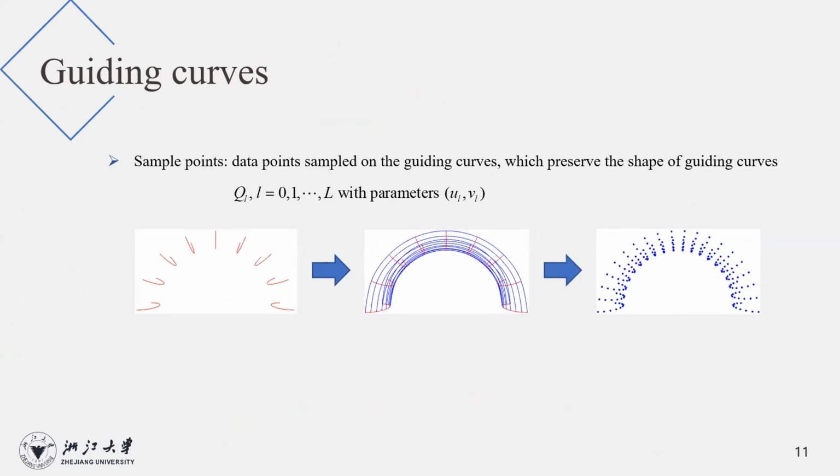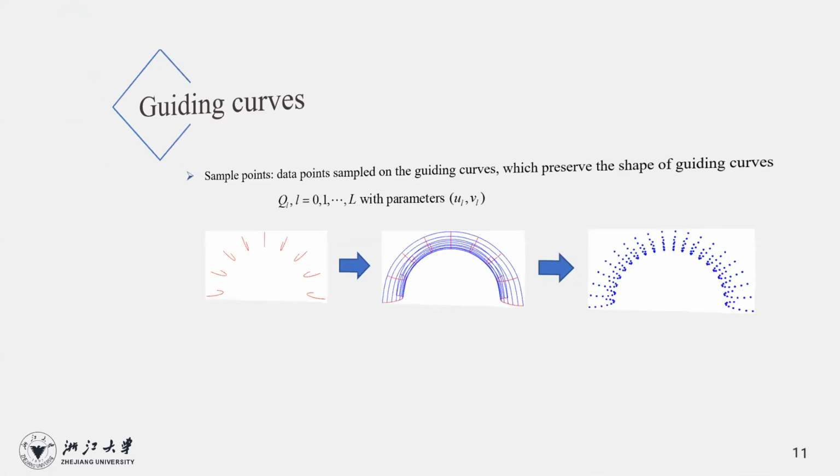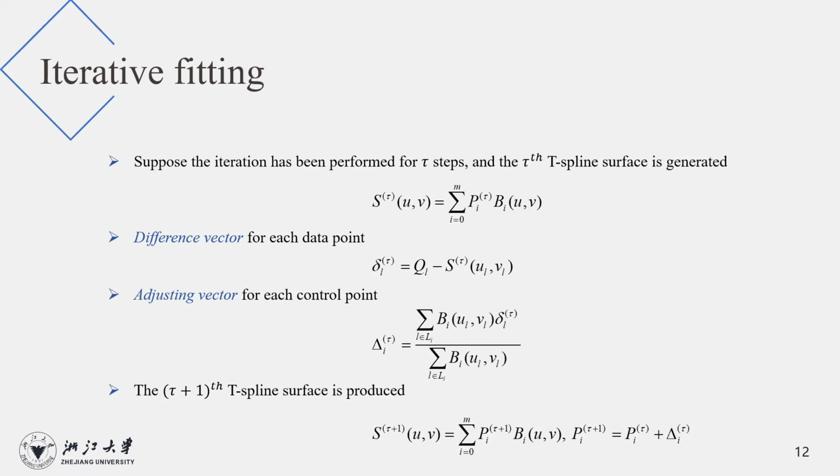To fit the guiding curves for the skin surface, we sample some points for fitting, which preserve the shape of the guiding curves, like that. By fitting to the sample points, the skin T-spline surface can achieve high fairness. We employ the LSPIA method for data fitting, and the iterative format is presented.